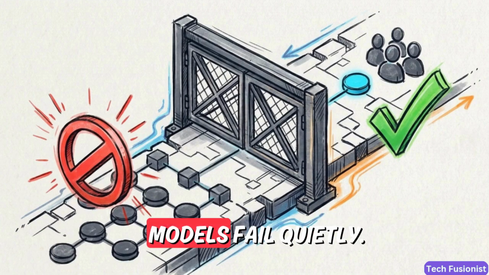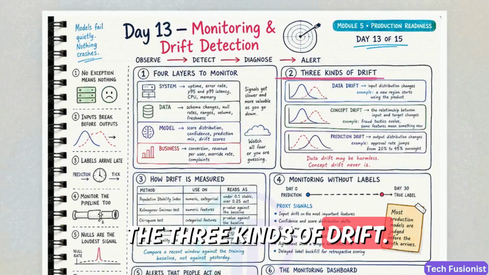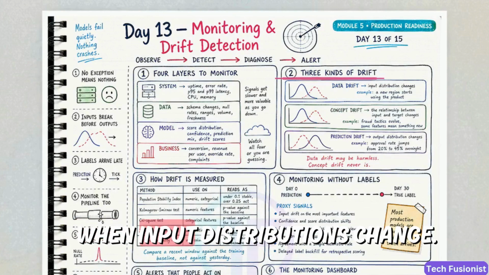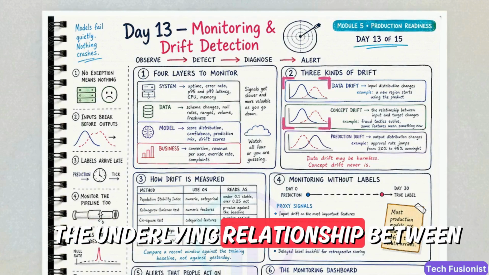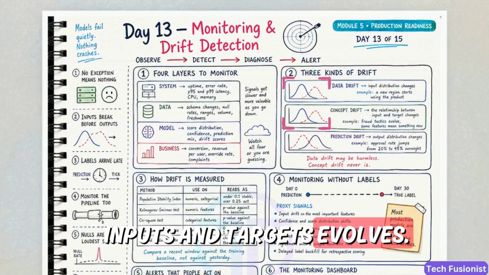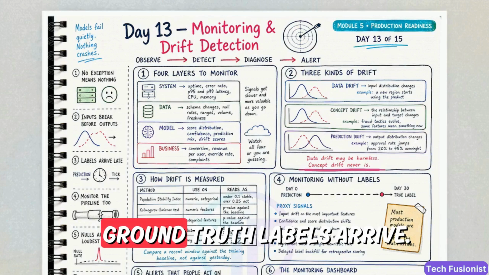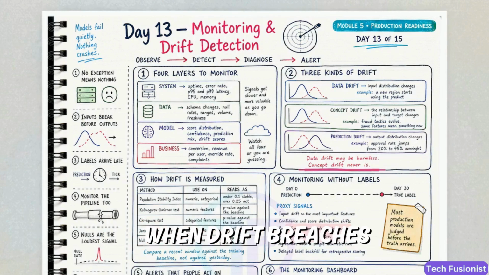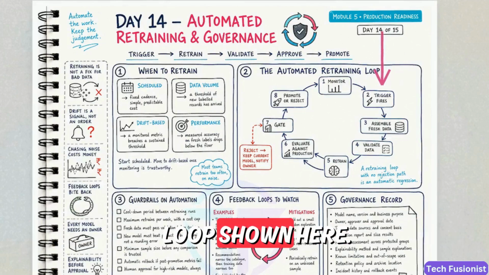Once in production, models fail quietly. These graphs illustrate the three kinds of drift. Data drift happens when input distributions change. Concept drift occurs when the underlying relationship between inputs and targets evolves. Monitoring these signals catches errors before actual ground truth labels arrive. When drift breaches an acceptable threshold, it triggers the automated retraining loop shown here.